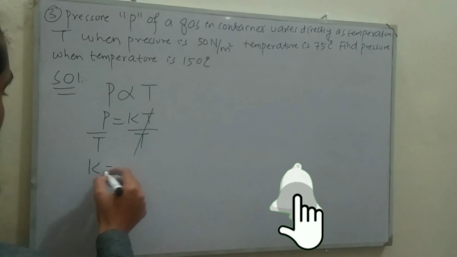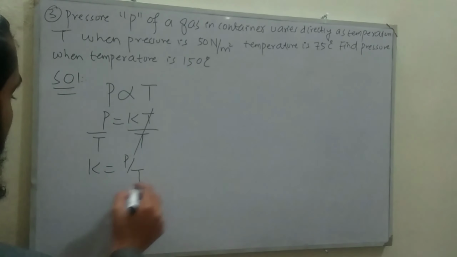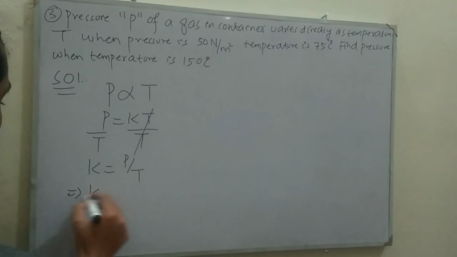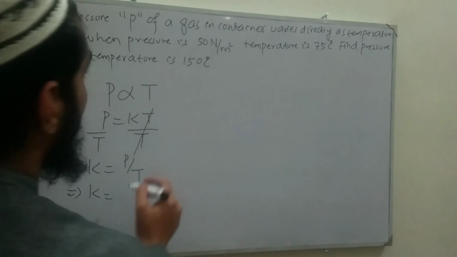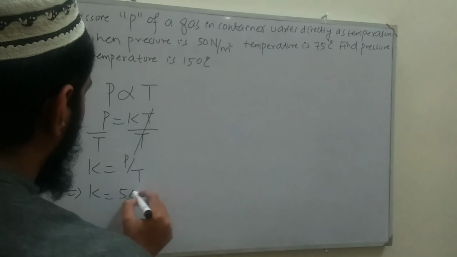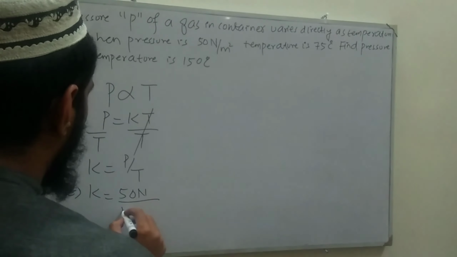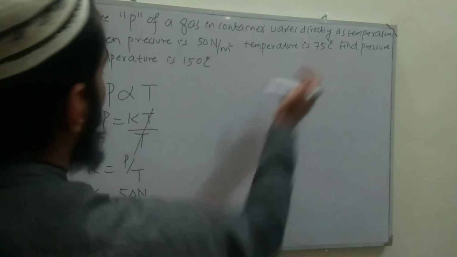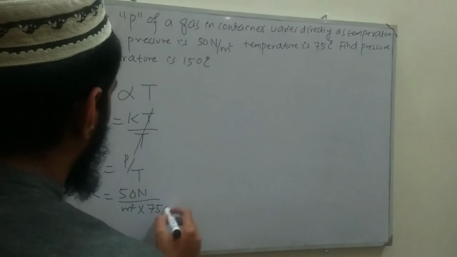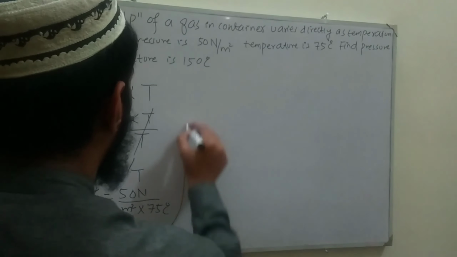So the value of K will be equal to P divided by temperature T. So the value of K will be equal to pressure, which is 50 Newton per meter square, divided by temperature, which is 75 degrees centigrade.